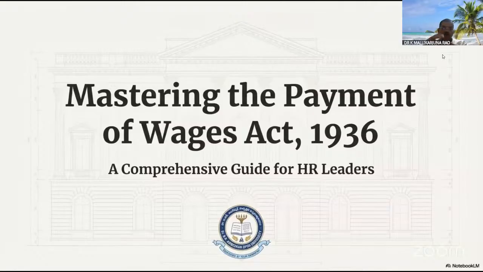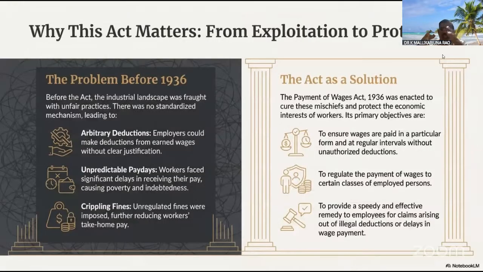There are n number of organizations, each with a different business process and working culture. The timings are different. But as a country, we require a uniform payment system irrespective of organizations. Before 1936, before this Act, there were arbitrary deductions. The employer could make deductions from the earned wages without any justification. The management could reduce wages, not giving a fair wage, so their deductions were more.